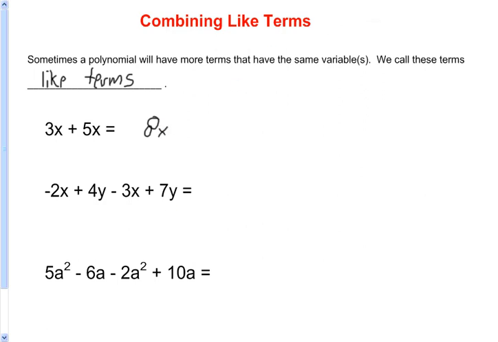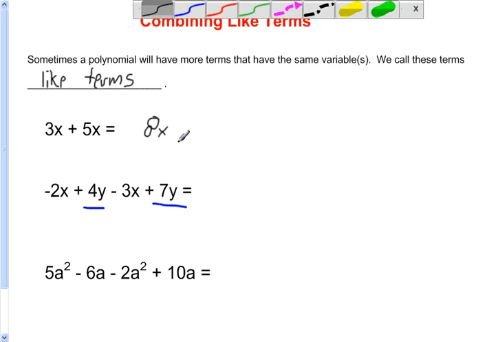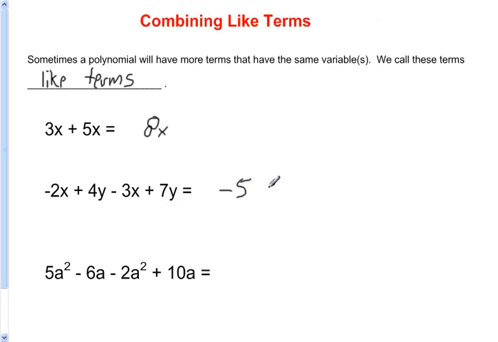Now, if we have more than one variable or more than one like term, like in the second example, we have a negative 2x and a negative 3x, we can combine those like terms. And we have a 4y and a 7y, we can combine those like terms. And if we combine those like terms, we're going to get negative 2 plus negative 3 is negative 5x. That combines all the x's together. And if we look to combine the y's, 4 and 7 gives us 11y.